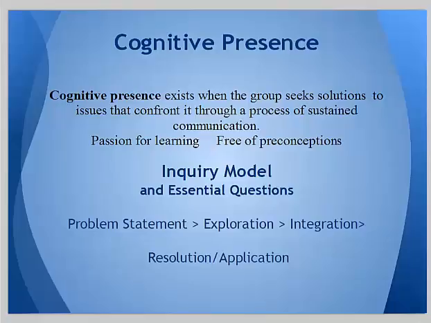And also, the cognitive presence leads to a community that is free of preconceptions and sort of free of prejudices in their thinking, with a willingness to entertain other points of view. The inquiry model uses the idea of essential questions, which are questions that don't have an easy answer. You start out with the inquiry model by making a problem statement. There's an exploration phase, an integration phase, and finally a resolution and application phase.